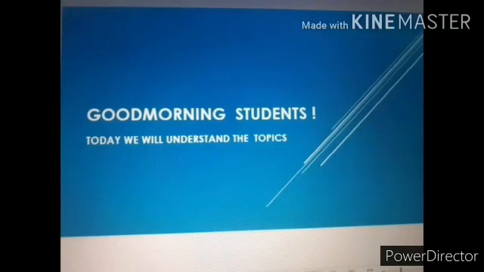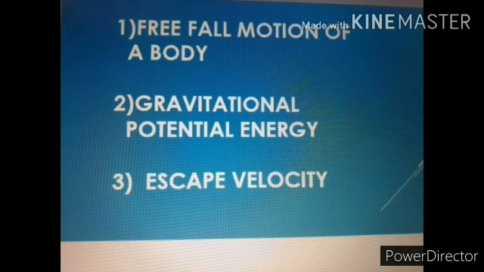Good morning, students. Welcome to the study of Science 1, Chapter 1, Gravitation. Today, we will understand the topics free fall motion of a body, gravitational potential energy, and escape velocity. First, we will understand free fall motion and gravitational potential energy. So, come on, let's understand free fall and gravitational potential energy.